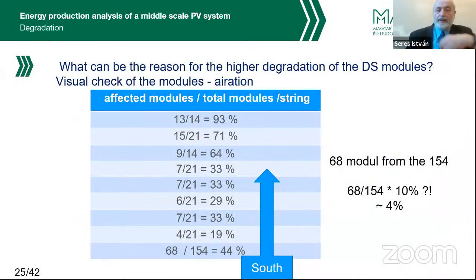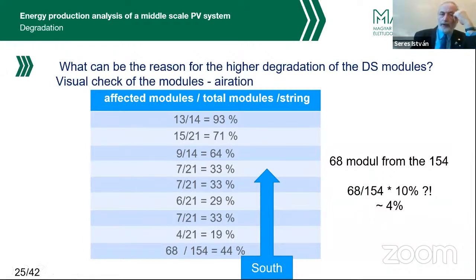We were thinking, yeah, these are the numbers. This is the source direction, and this is the north. And the rows in the north part are affected in high range, and the rows in the front side, in the south side of the field, are affected less. And even in these rows, mainly the side modules, which are on the edge of the rows, are affected.